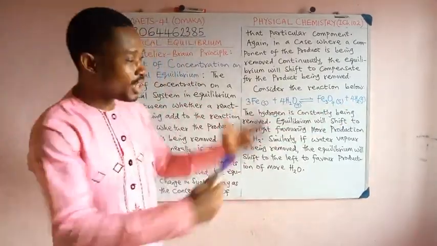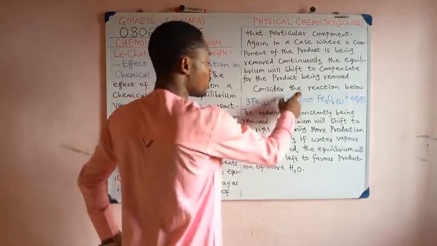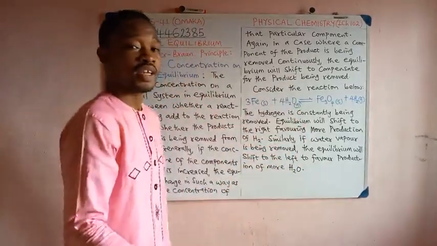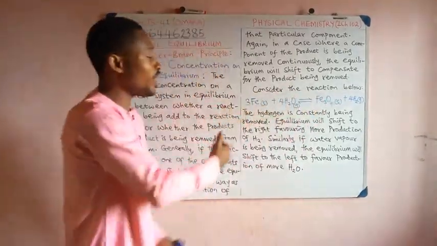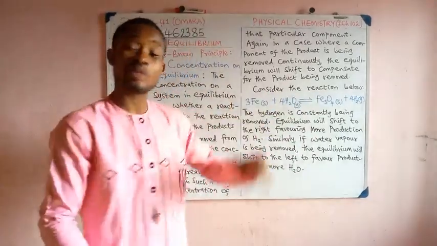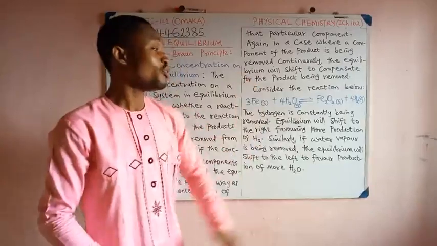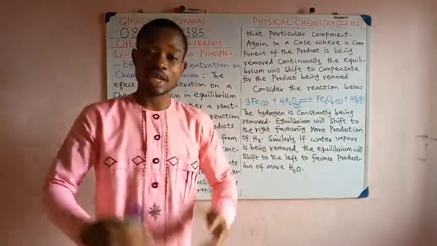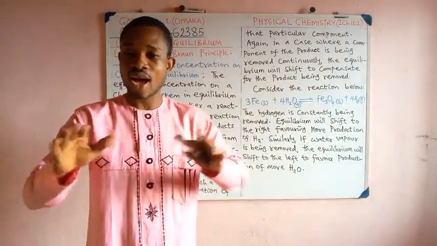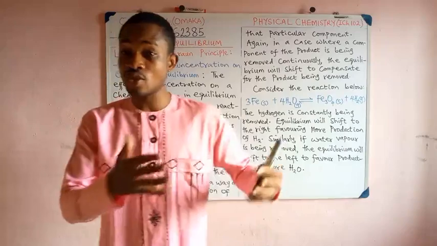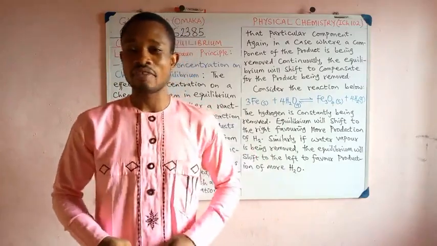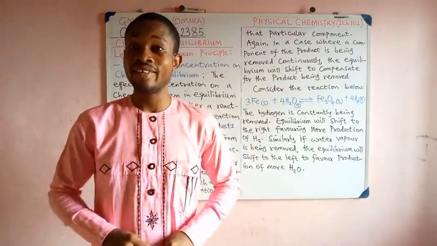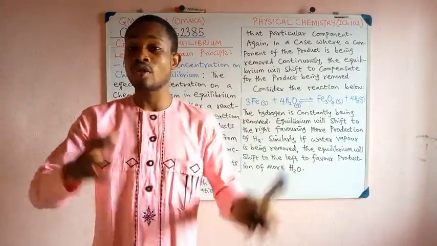But then if the other way around it is this steam that is being removed from the reaction system, then the equilibrium will have to shift to the left, to the reactant part, to compensate for the steam that is being what? Removed. And this will happen until this iron oxide is used up. So this is how equilibrium adjusts in a case where concentration of a particular component in the reaction is being what? Altered.